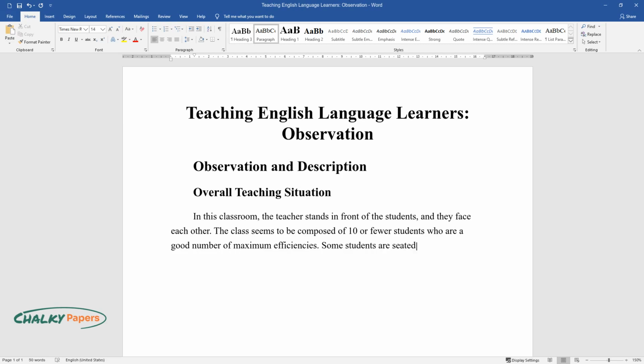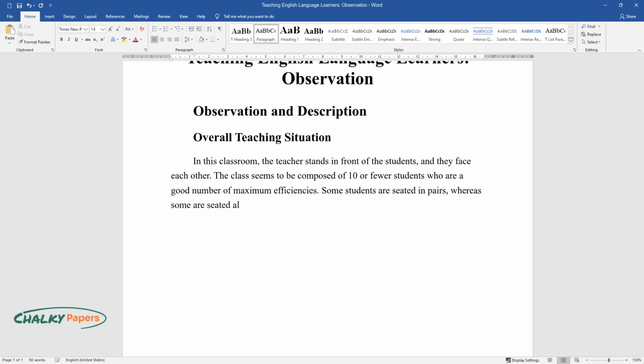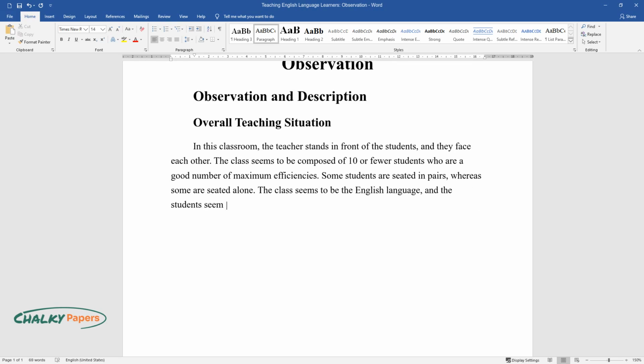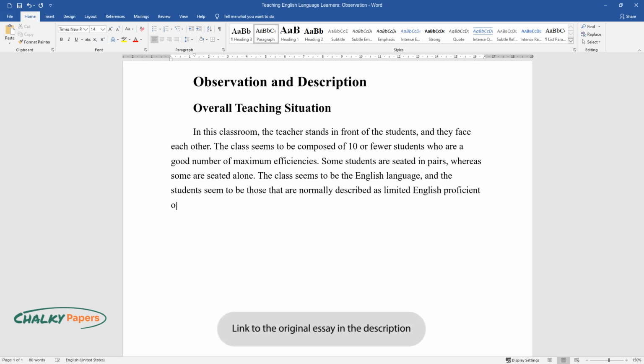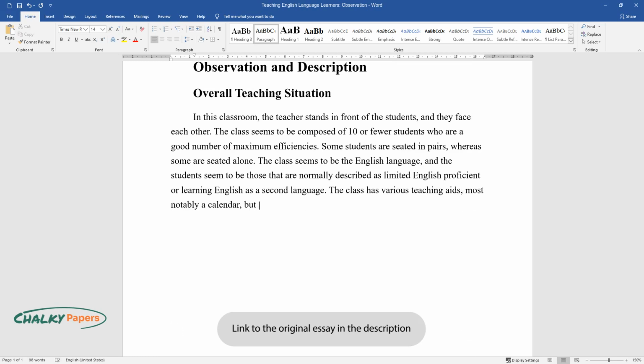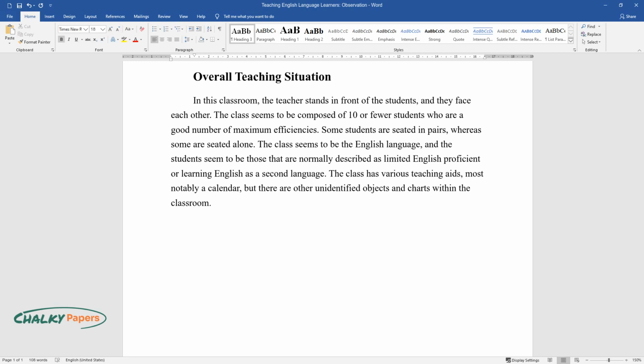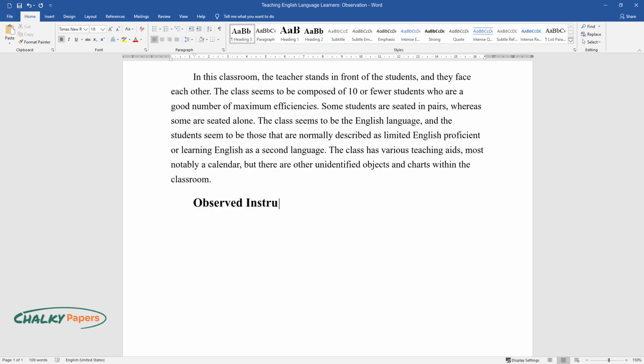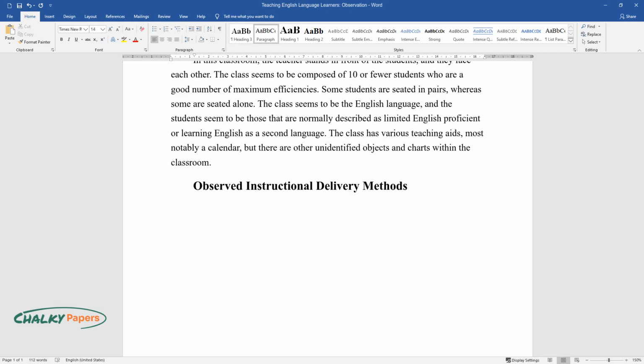Some students are seated in pairs, whereas some are seated alone. The class seems to be an English language class, and the students seem to be those that are normally described as limited English proficient or learning English as a second language. The class has various teaching aids, most notably a calendar, but there are other unidentified objects and charts within the classroom. Observed instructional delivery methods.